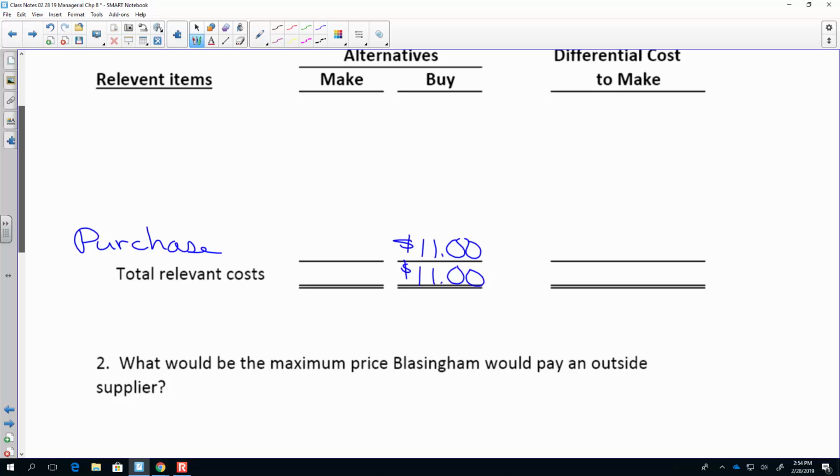What's my first relevant cost? Direct materials. Very good. Thank you, Sandy. And it's at $6. I already gave the second one. Direct labor is relevant because they don't tell us any different. And then variable overhead, right, is also relevant at $1.50.